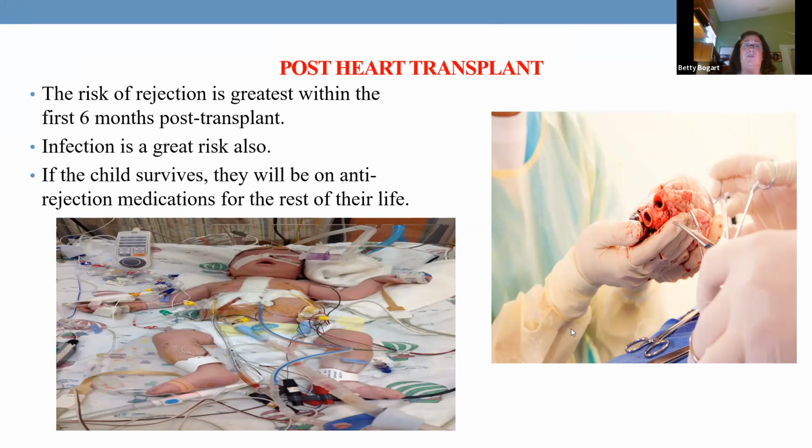Rejection is the greatest thing that can happen for death. So rejection is what we're going to be looking for. It's the greatest risk that they have. Infections are a risk, but the biggest is that the body is going to reject it. And these children will be on anti-rejection medications for the rest of their life.